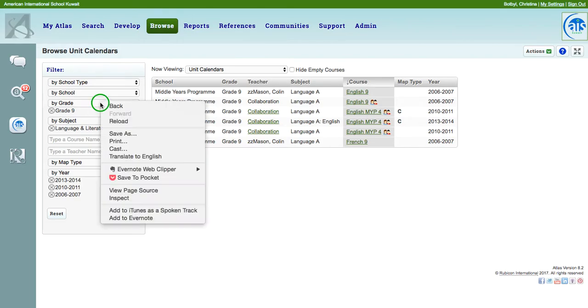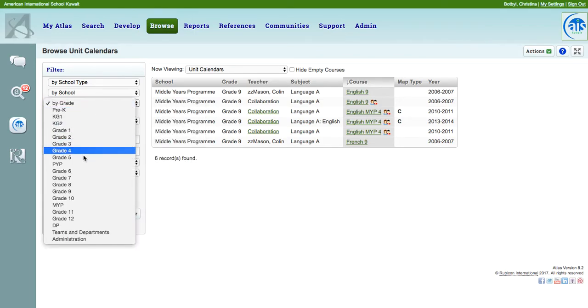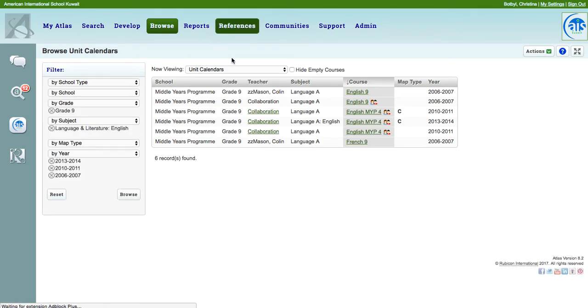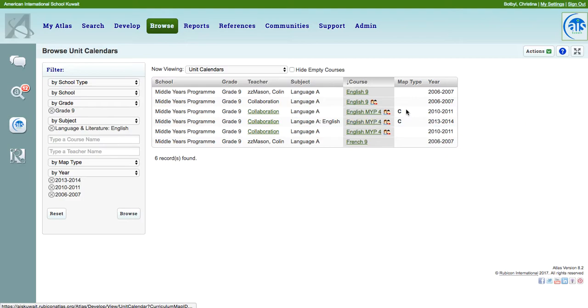In this case, they would choose the grade 9 filter, the language and literature English filter, and maybe just 3 randomly chosen academic years. And here they have a list of the units where they can begin looking.